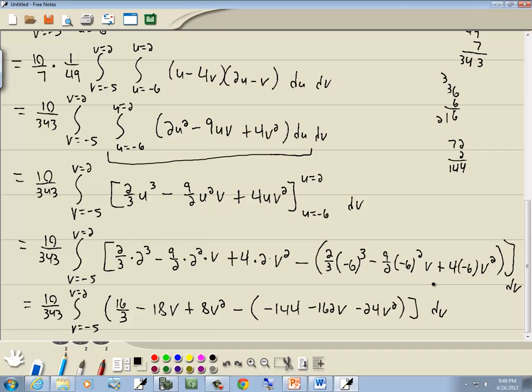Let me write that down because I got to start a new page. So 10 over 343, V is equal to negative 5 to V is equal to 2. And then we'll have 16 thirds minus 18V plus 8V squared. And as I write it down, I'm going to take that negative and flip the sign of everything in the second set of parentheses. So that becomes plus 144 plus 162V plus 24V squared dV.